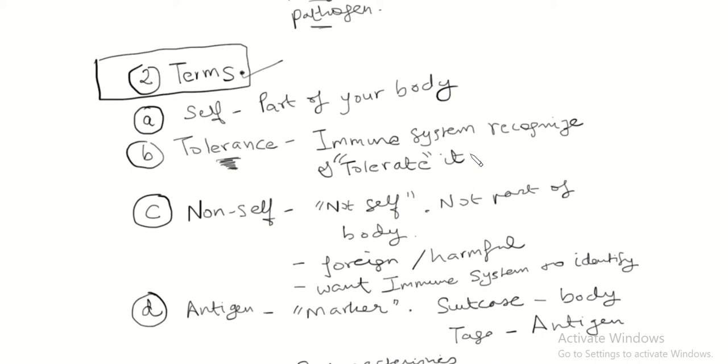You want your immune system to recognize you and tolerate it and not attack it, and you want your immune system to recognize debris or things that are not good, not tolerate it, attack it and get rid of it so that the body can heal itself.